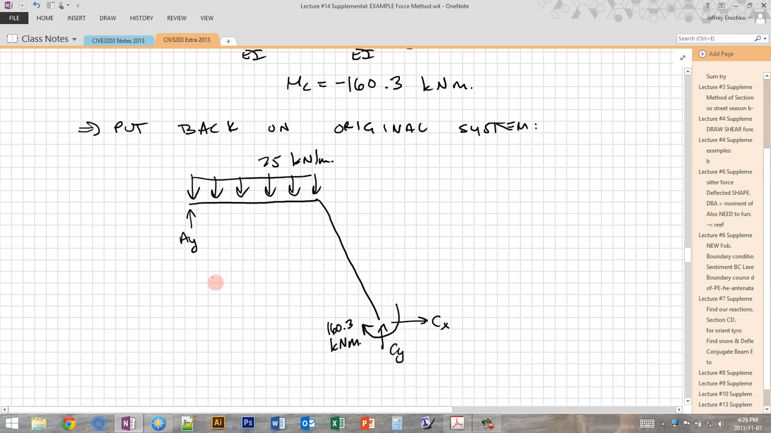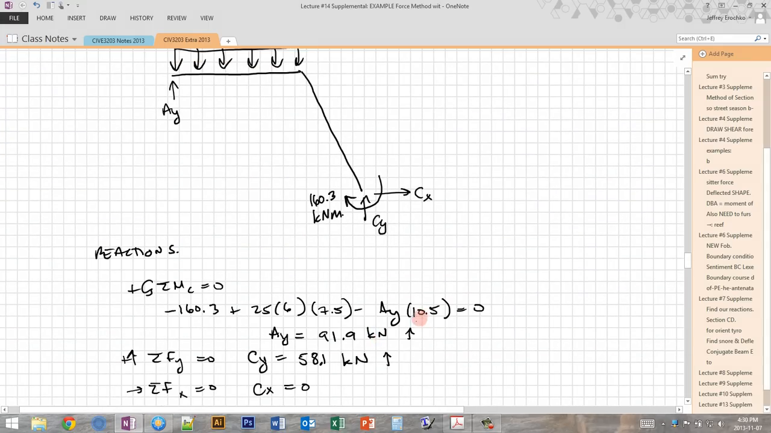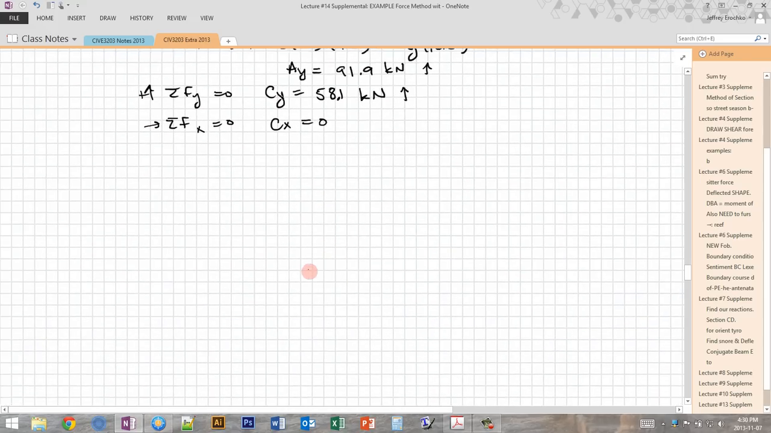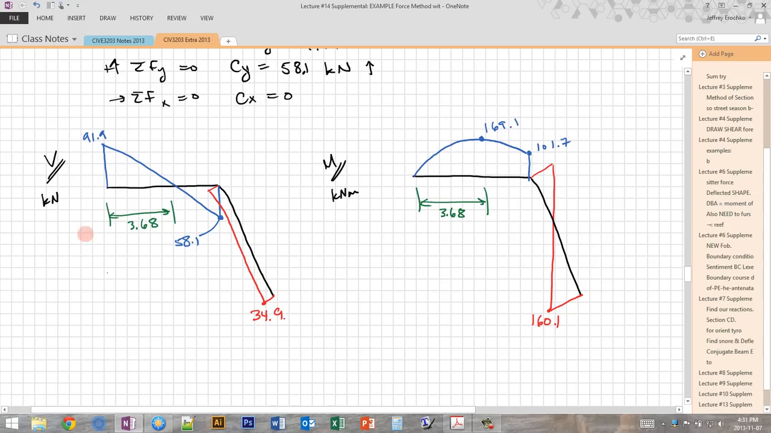We've solved for one of the reactions, which is the moment reaction here. We found that's 160.3. So now we can go ahead and find the rest of the reaction. And so using the equations of equilibrium, we find AY, CY, and CX. And then knowing all of those, we can draw our shear and moment diagrams for the real system, which look like this. So we have a shear diagram that looks like this. So that's our AY now. And then this slope is defined by the distributed load. And you see we have a change in shear around the corner due to the change in direction.